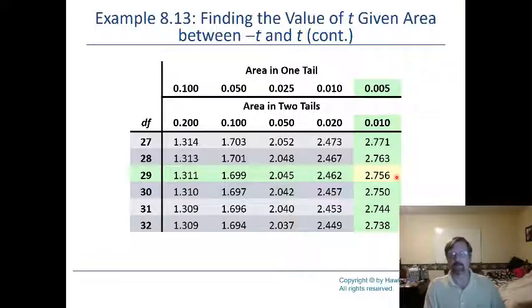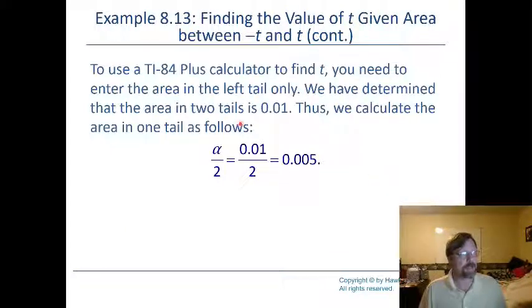Okay, again, if we're doing this with the TI, we need to do that alpha over 2 calculation. With Excel, there's something else you do to tell it if you're looking at a one-tailed or two-tailed distribution, set up a little bit differently. But here you do that calculation on your own.